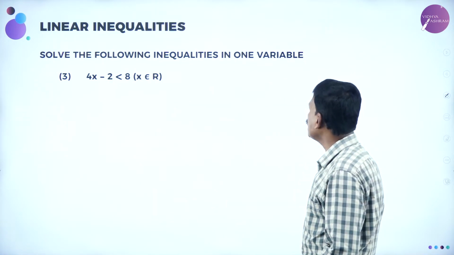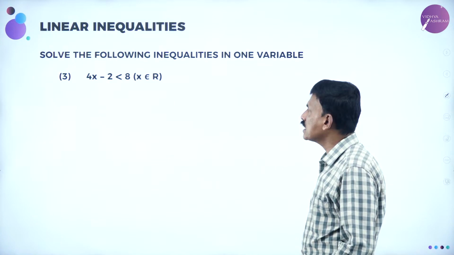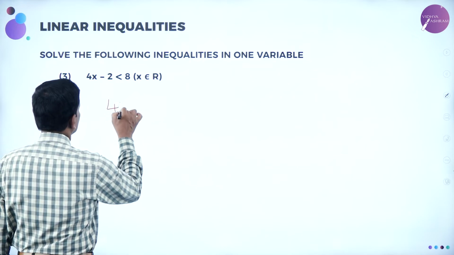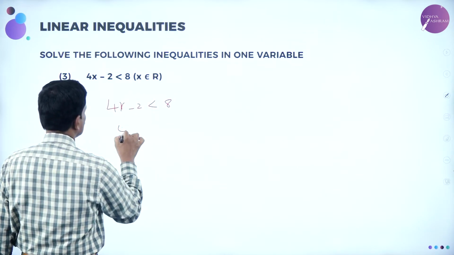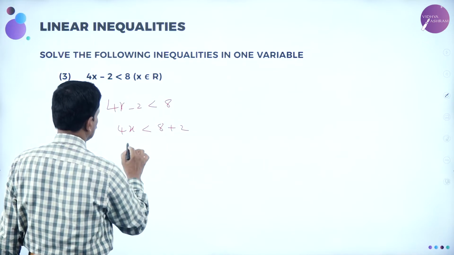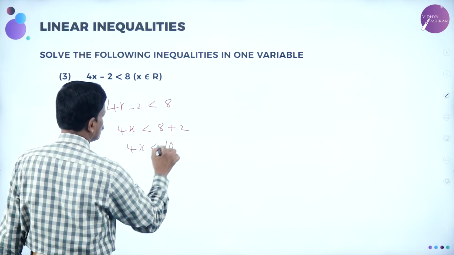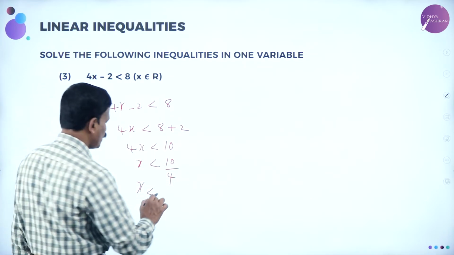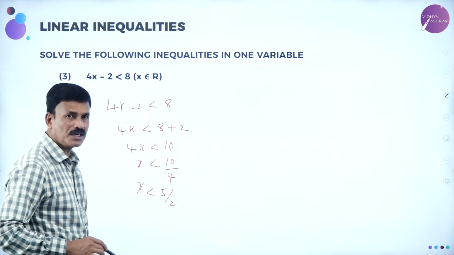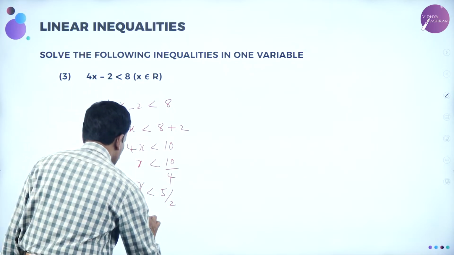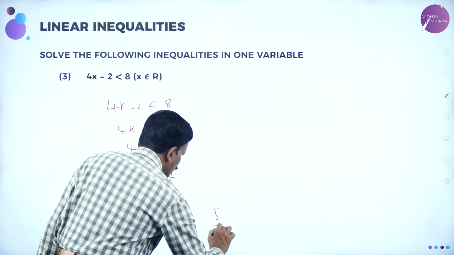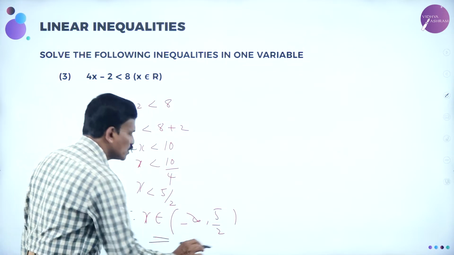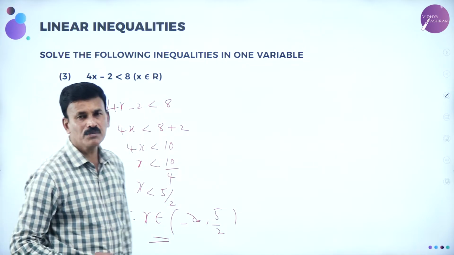Solve the following linear inequality in one variable. 4x minus 2 is less than 8 where x belongs to R. Okay. Now what is given? 4x minus 2 is less than 8. That is 4x is less than 8 plus 2. 4x is less than 8 plus 2 is 10. X is less than 10 by 4. So that means x is less than 5 by 2. Less than 5 by 2 means, therefore, x belongs to the value 5 by 2 and less than 5 by 2 is minus infinity. Therefore, x belongs to minus infinity comma 5 by 2 is the solution set.